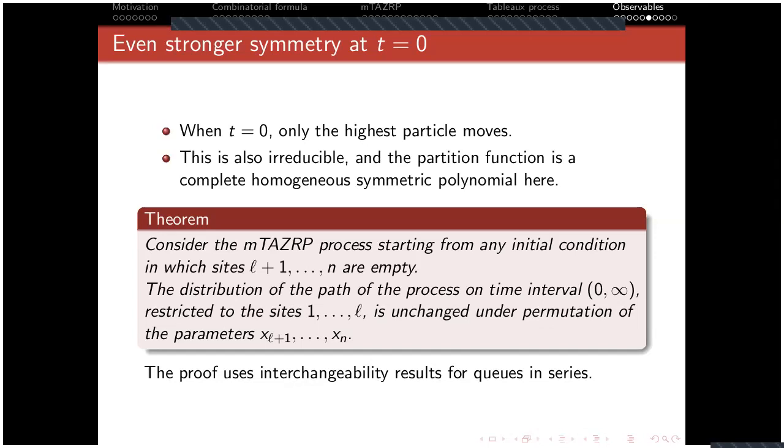And this uses some interchangeability results from queues. This is earlier work done by James Martin with Balaji Prabhakar.